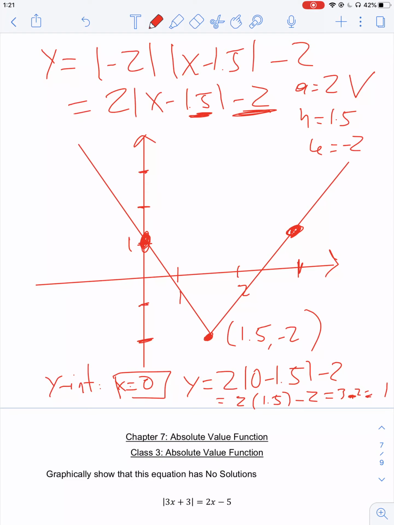And if you want, I can label the points for you. So at 0, I'm at 1. At 3, I'm also at 1.